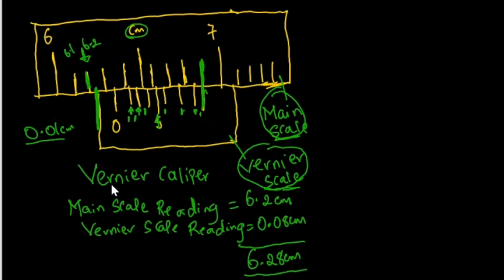Also, you can convert this answer from 6.28 centimeter to millimeter. How? You multiply by 10. When you multiply by 10, that's 6.28 times 10. This will give you 62.8 millimeter. So in your exam, you could be told to leave your answer in millimeter or in centimeter.